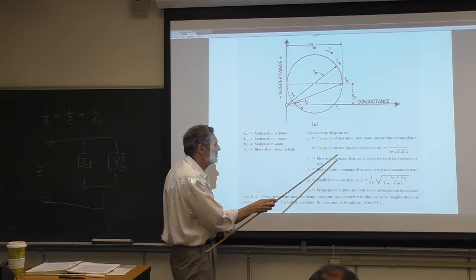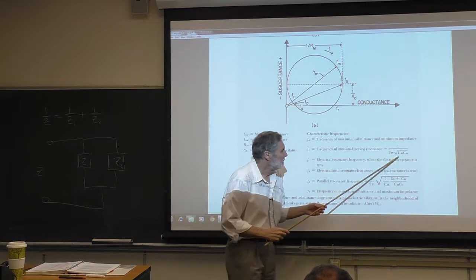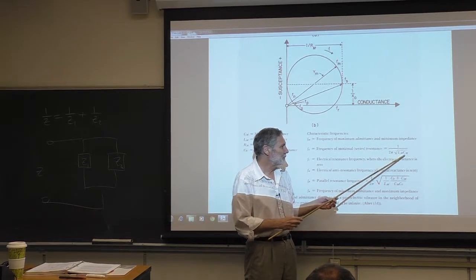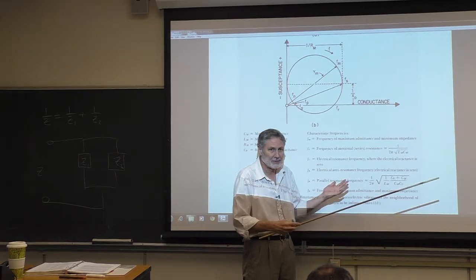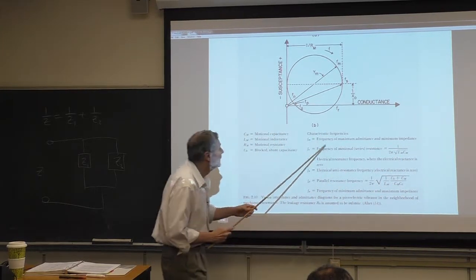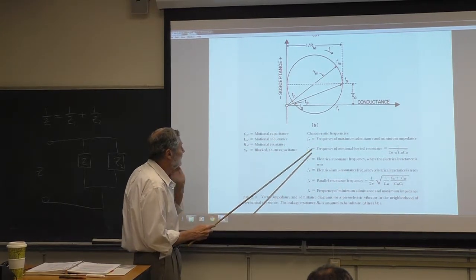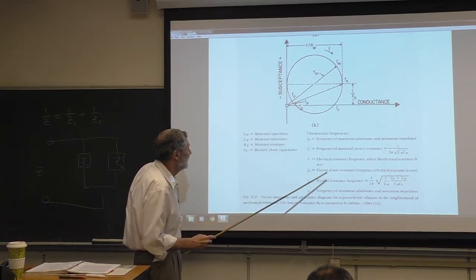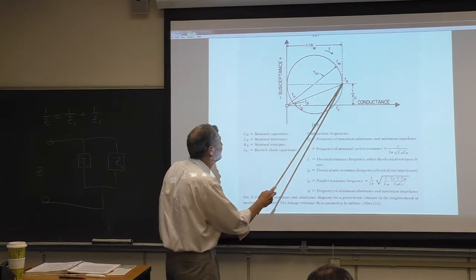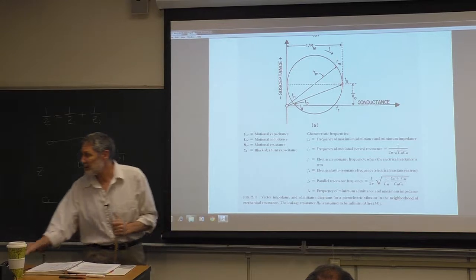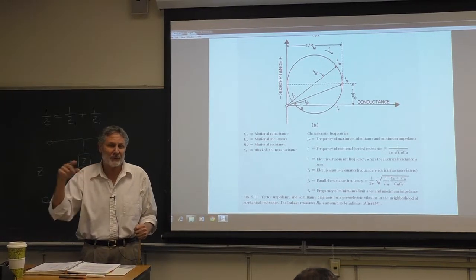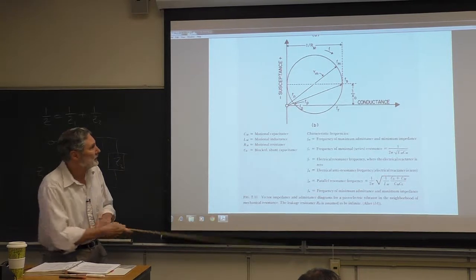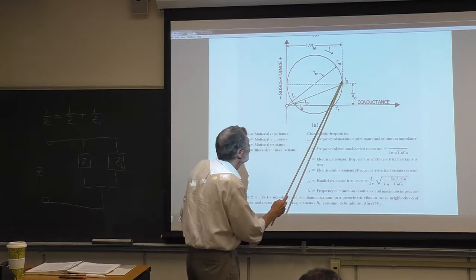There's the one I was just talking about. You recognize, remember, the compliance is 1 over the stiffness. So this is just the square root of the stiffness divided by the inertia. We call it the series mechanical resonance. That corresponds, it turns out, to this point right here. And we actually saw that in that graph that I did with all the values equal to 1. So that corresponds to this point.